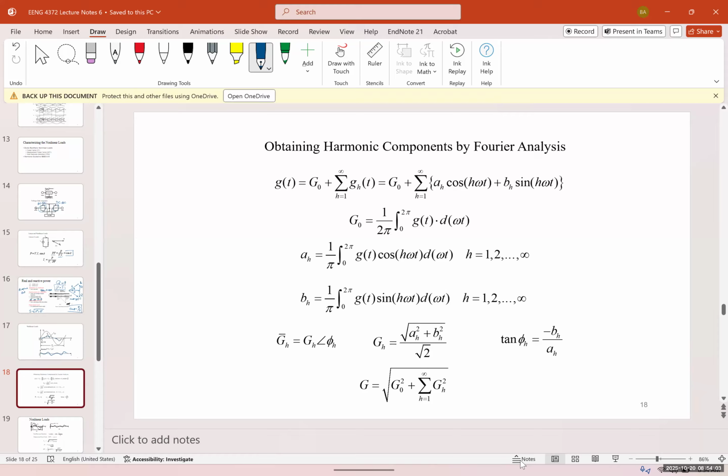So G(t) is going to be G0 plus the sum from h equals 1 to infinity of G_h(t). And when we solve it with the Fourier transform for h from 1 to infinity, with phi, A_h and B_h, we finally get G squared is equal to G0 squared plus the sum from h equals 1 to infinity of G_h squared. And here, tangent of alpha_h is going to be negative B_h over A_h, and G_h is going to be equal to the square root of A_h squared plus B_h squared, over the square root of 2.